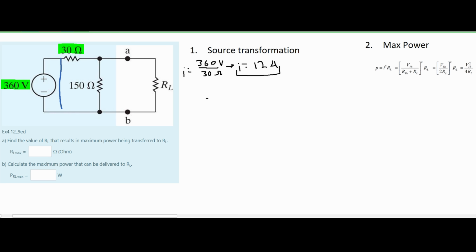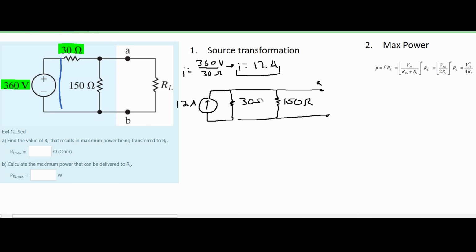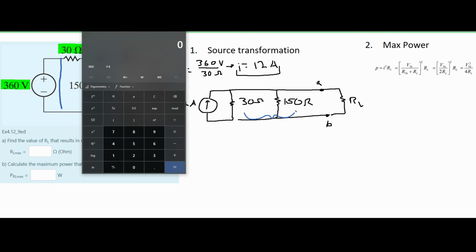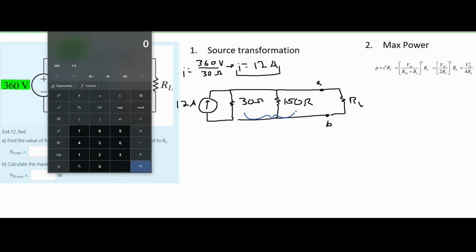Plugging this into our equation, we're going to rework this and say that our current is flowing this way. It is 12 amps, and then we have our resistor now in parallel right here, which is 30 ohms of resistance with our 150 ohms of resistance right here. We then have our terminal A, our terminal B, and then the resistance of RL to the right of it. Now that our 30 ohm resistor and our 150 ohm resistor are in parallel, we can use the parallel formula, which is 1 divided by the first resistor plus 1 divided by the second resistor, and then this is all being raised to the power of -1.